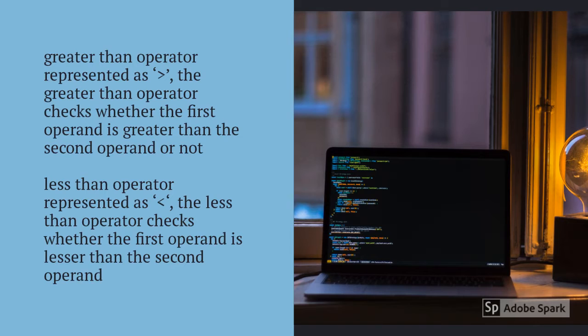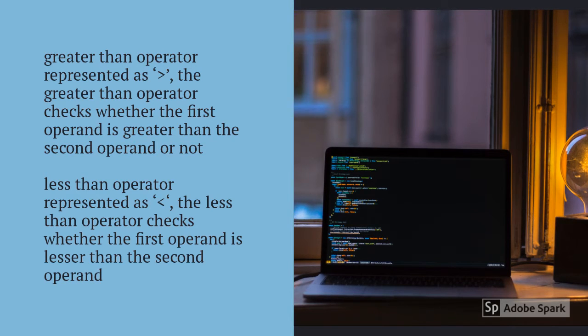Greater than operator, represented by the greater than sign. The greater than operator checks whether the first operand is greater than the second operand or not. If so, it returns true, otherwise it returns false. The lesser than operator, represented by the less than sign. The less than operator checks whether the first operand is lesser than the second operand. If so, it returns true, otherwise it returns false.